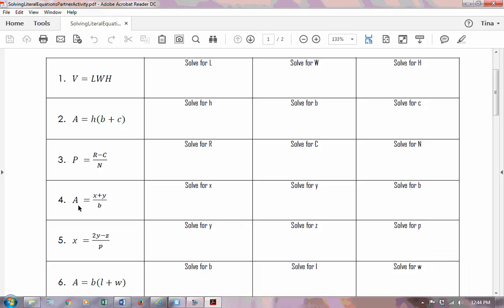All right, this is your worksheet that's on the back of your notes. You have 3 things to do for each problem. Number 1 says V is equal to L times W times H. So the first problem says solve for L. The next one says solve for W. The last one solves for H. So you have 3 problems to do for each one.